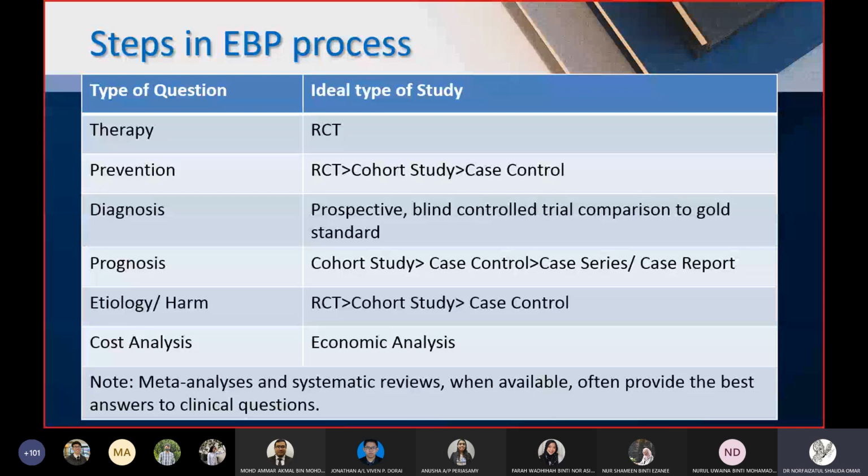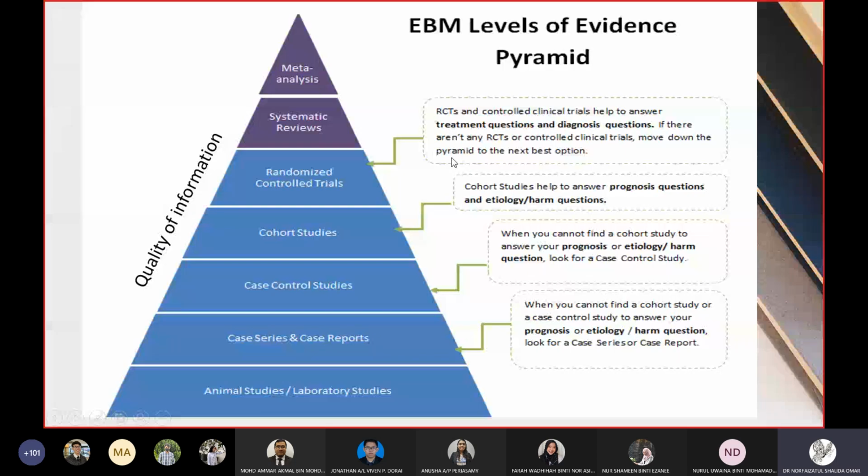Okay, prognosis. Cohort study is much better than case control and case series. And if it's regarding etiology or harm or risk factor, RCT is much better compared to cohort study and case control. If it's a cost analysis, we usually search in the economic analysis. But if there are meta-analysis and systematic reviews when available, they often provide the most reliable source of study. So based on this EBM pyramid of levels of evidence, okay.